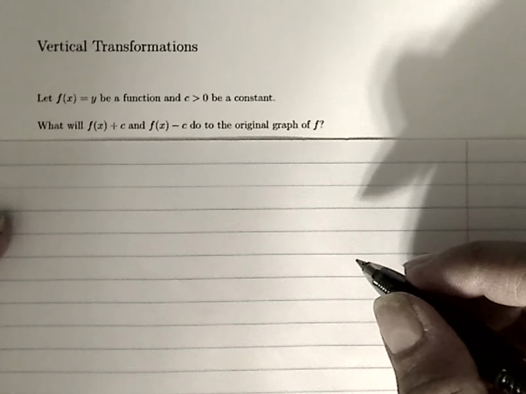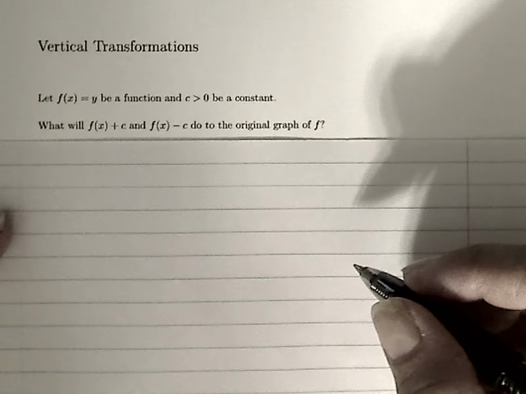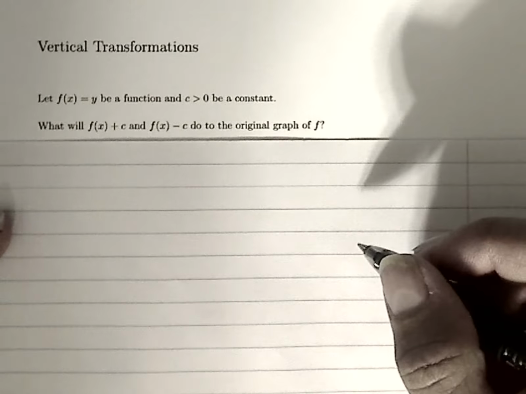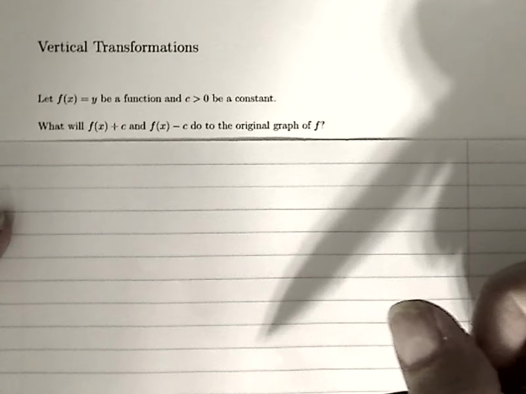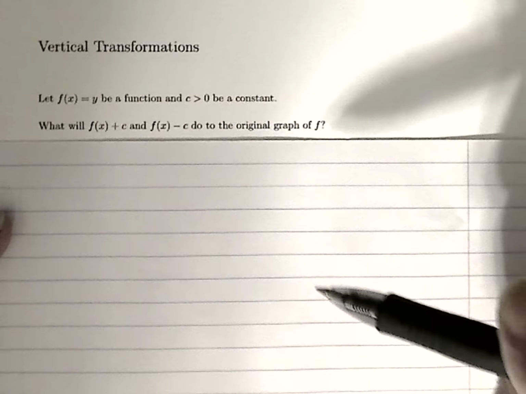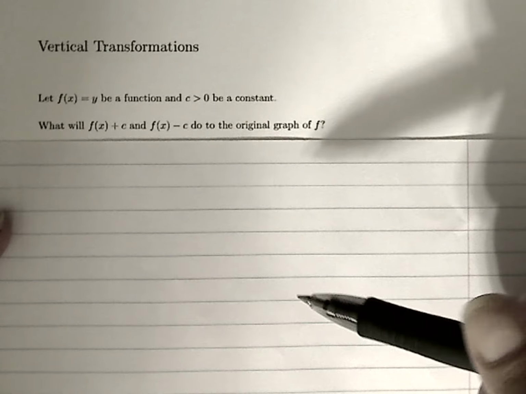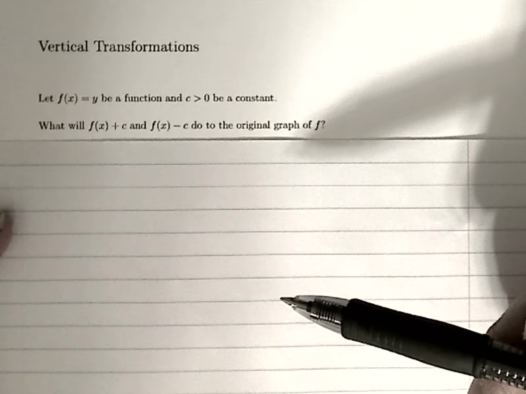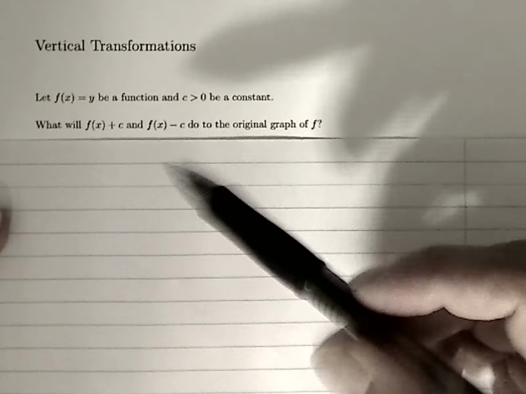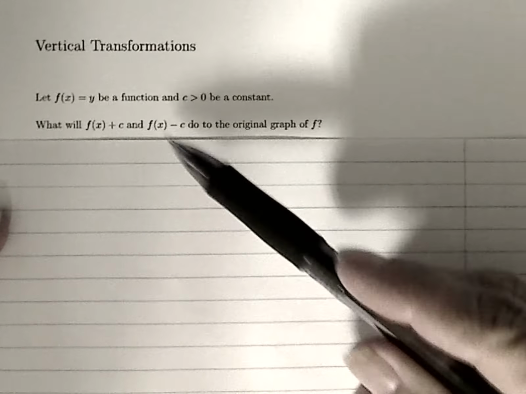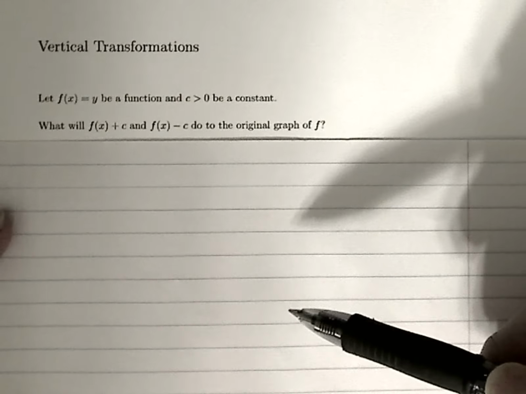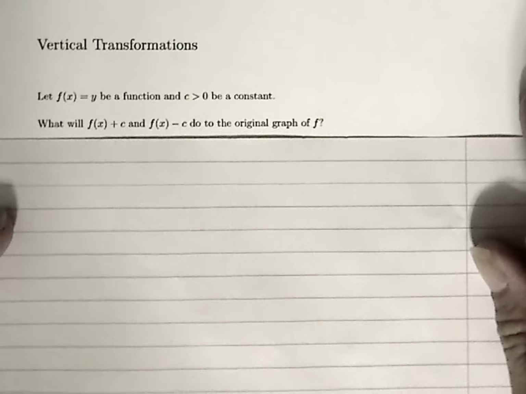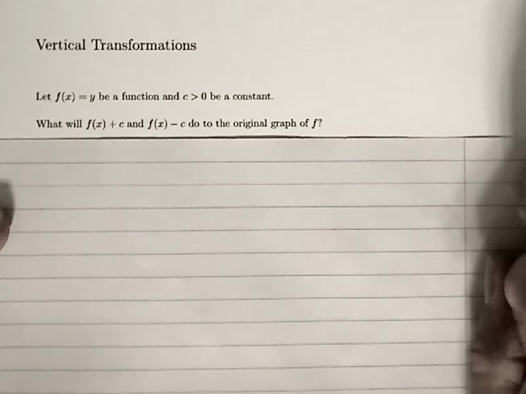Okay, let's explore vertical transformations of a given graph f. We're going to let y equal f of x be our function and c greater than 0 be a constant. We are curious to know what f of x plus c and f of x minus c will do to the original graph of our function f. So we're going to explore this with a particular example.